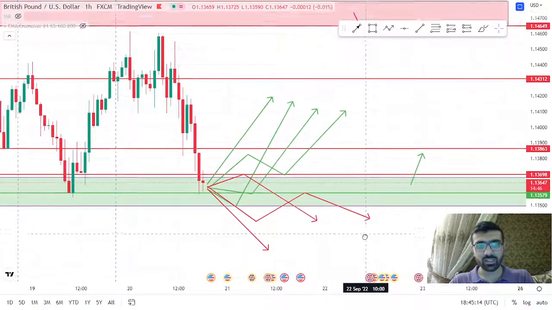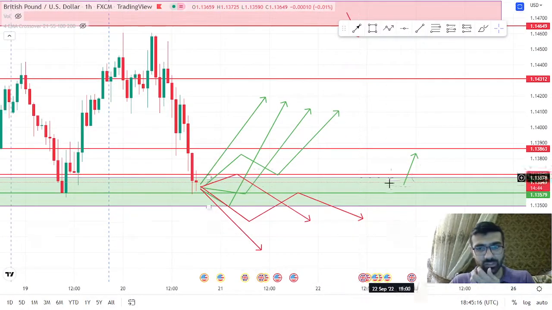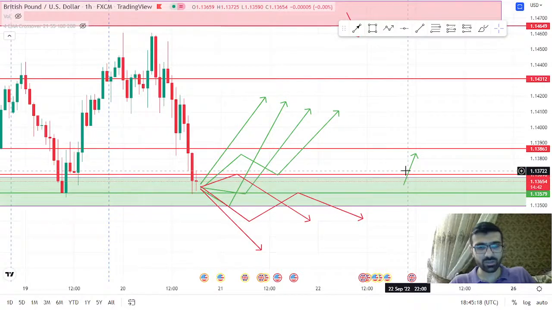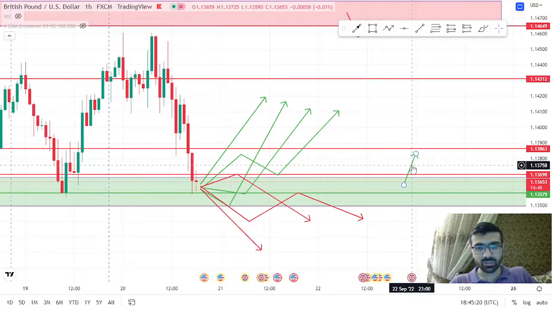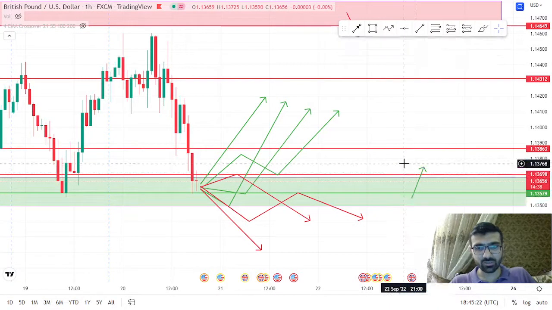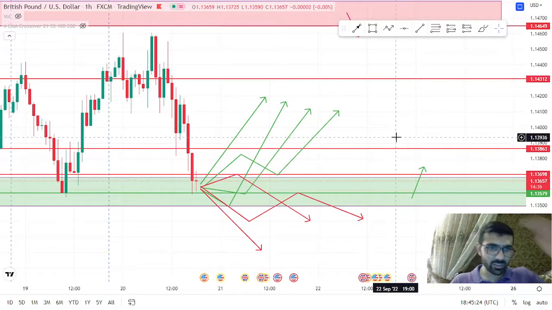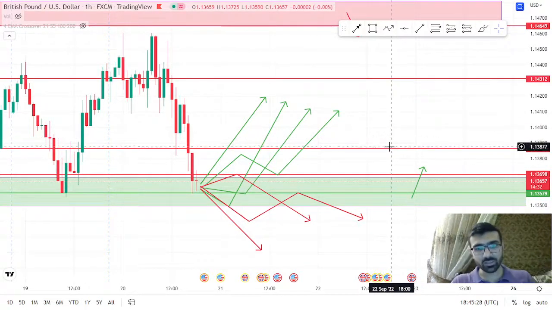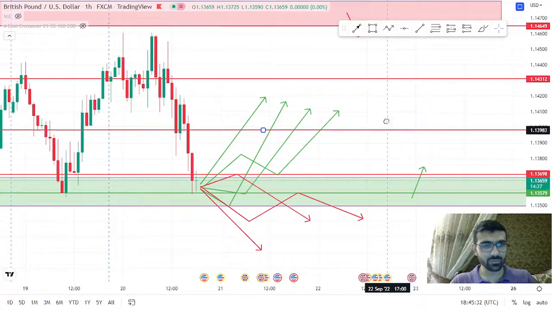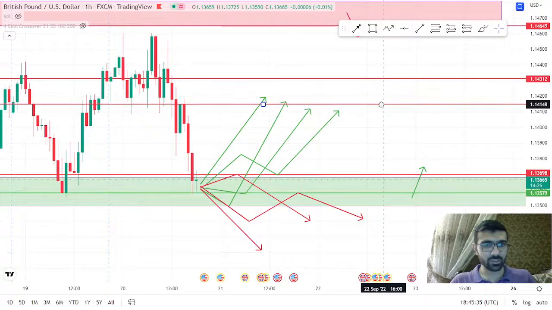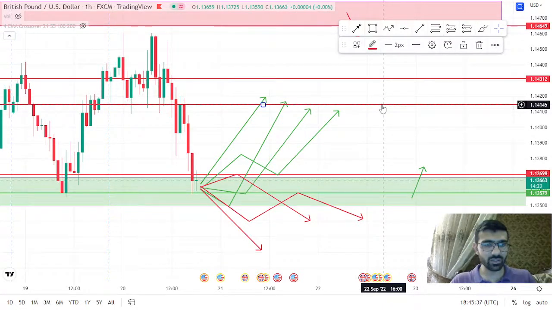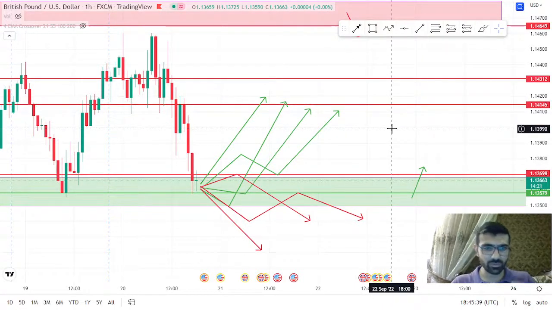Okay, and the support area is going to remain the same, or rather this area as well, and our more recent area of resistance would now be this area. Okay, so we just have to be vigilant and trade accordingly.